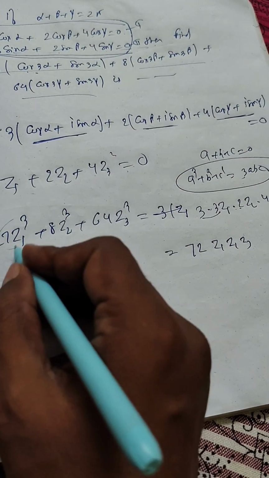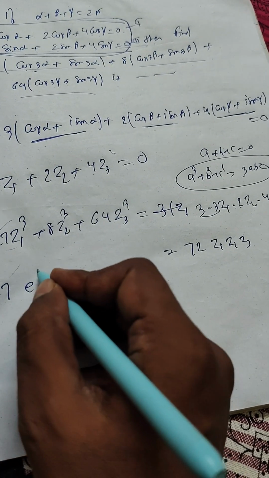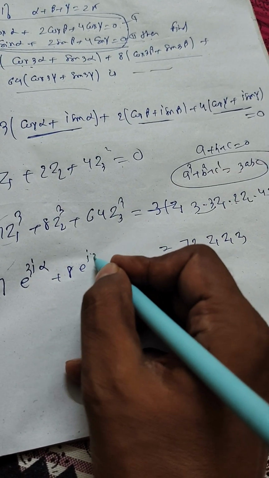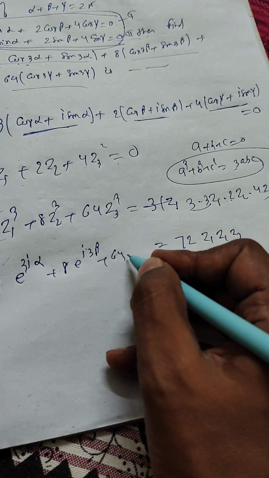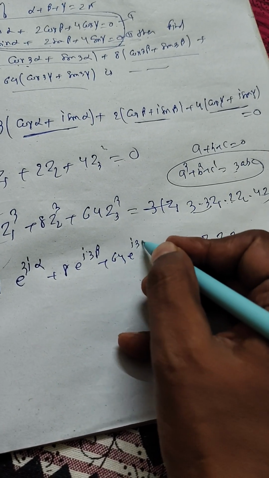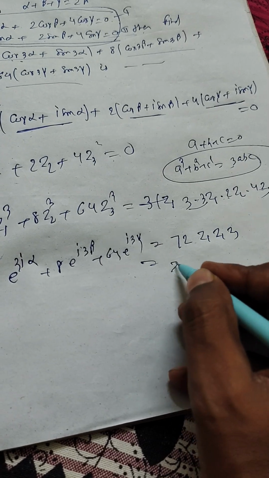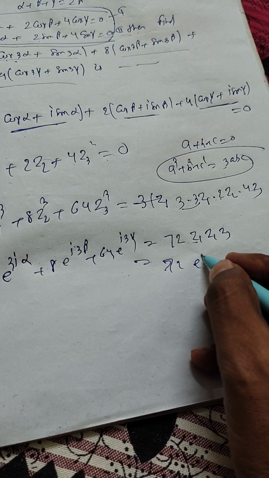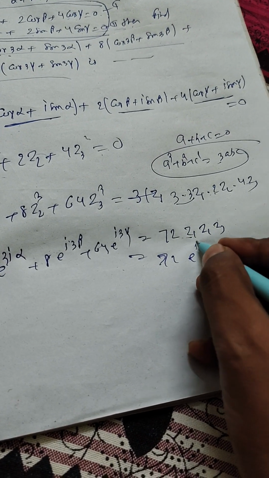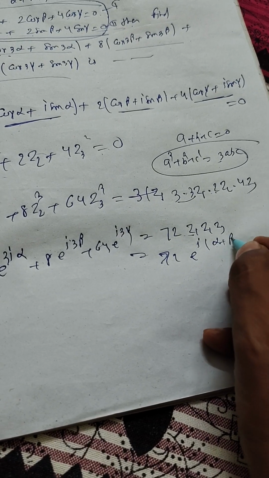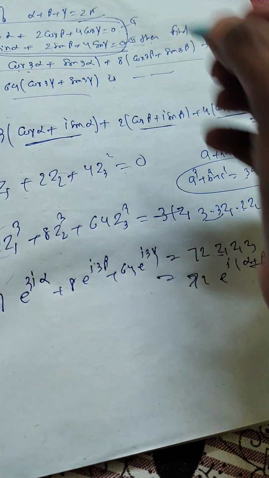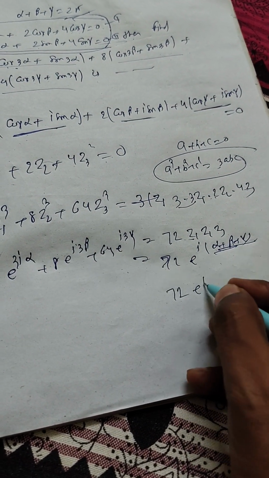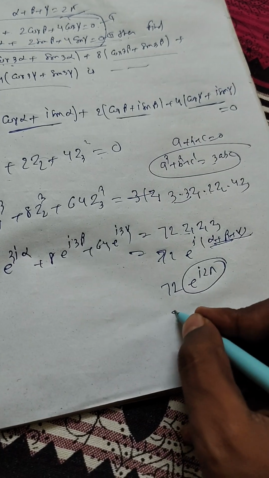Now write this down. This has 27 e power i 3 alpha plus 8 e power i 3 beta plus 64 e power i 3 gamma. This is 72 e power, with Z1 Z2 Z3 having i common to alpha plus beta plus gamma. Alpha plus beta plus gamma is already given as 2 pi. So 72 e power i 2 pi. This value is 1, so 72.